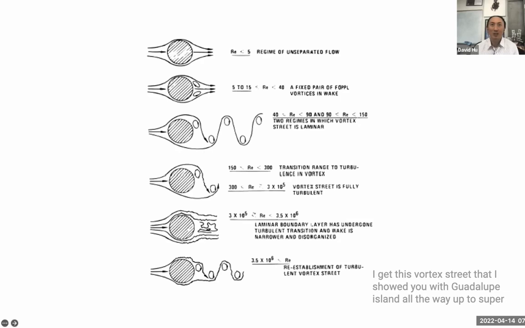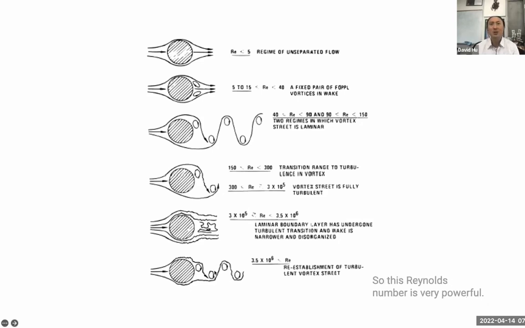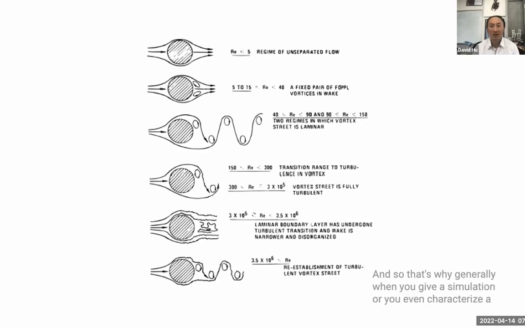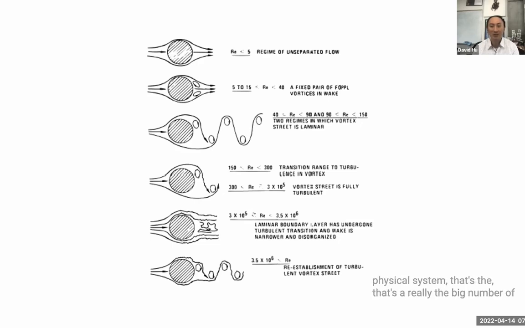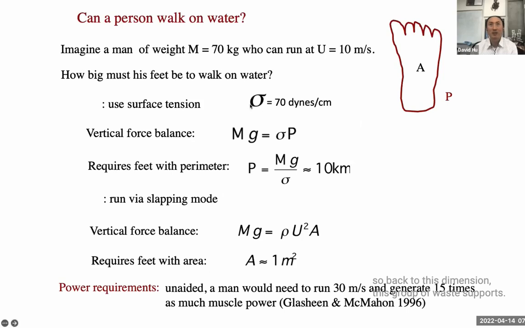Intermediate Reynolds number, I get this vortex street that I showed you with Guadalupe Island, all the way up to super high turbulence Reynolds number, where you've got a mix of both vortex streets and turbulence, which is not easy to characterize with scaling or with CFD. So this Reynolds number is very powerful. Just by someone giving you a number, if I said the Reynolds number is 1,000, it's a very different world from a Reynolds number of 0.1. And so that's why generally when you give a simulation or you even characterize a physical system, that's really the big number here.